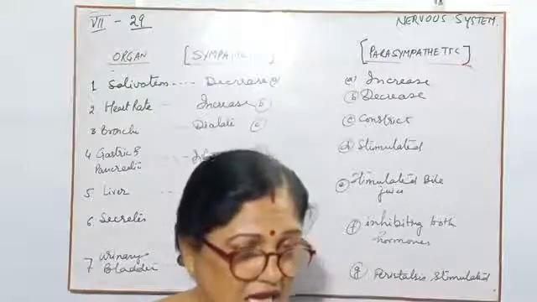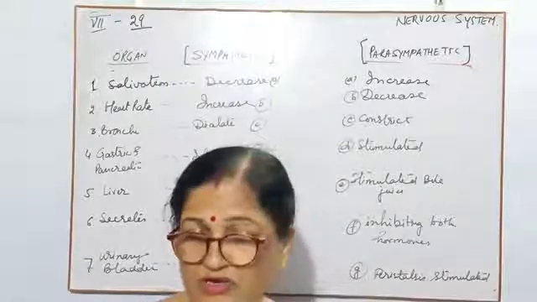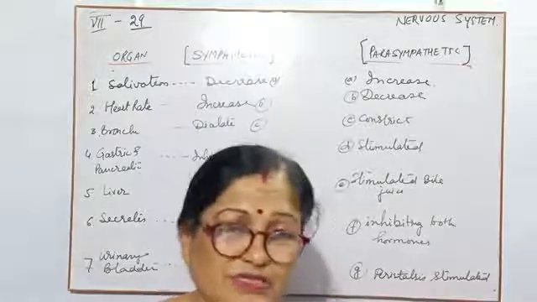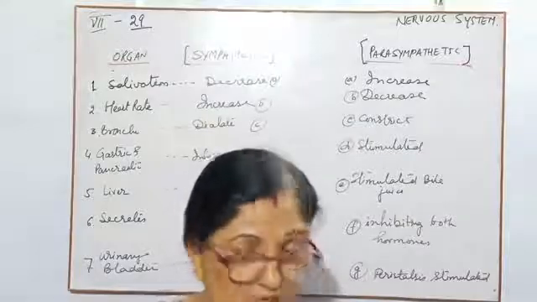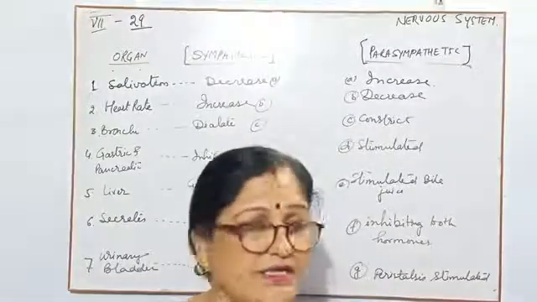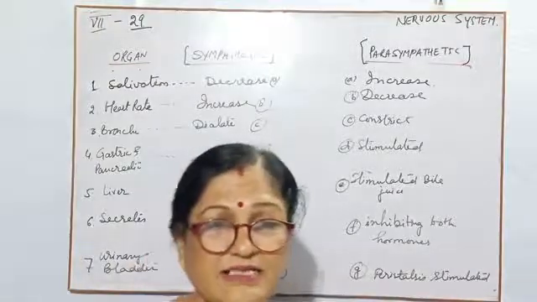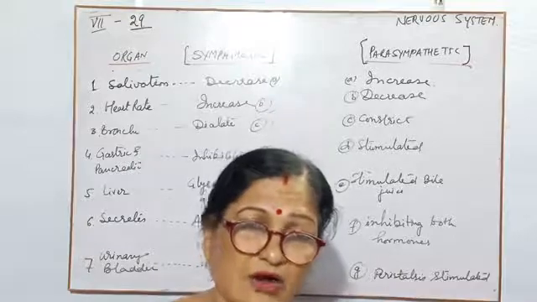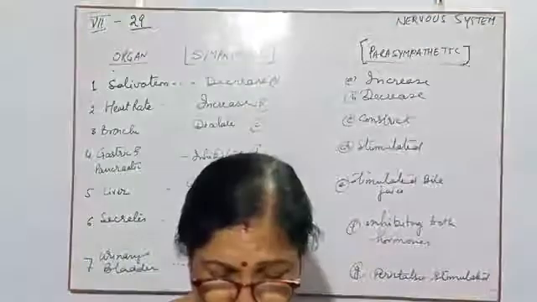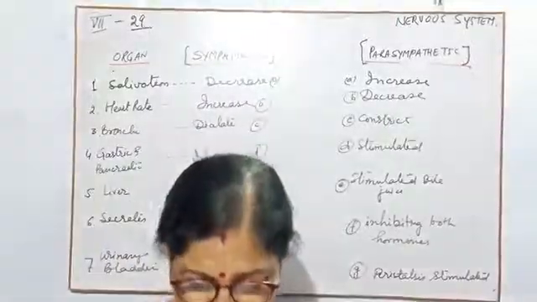Just suppose heartbeat: if any system increases it, it will not increase so much that the person can die. Or if any system decreases the rate of the heartbeat, it will not decrease up to zero or to the last extent where the person will die and cannot be alive. So children, this is the sympathetic system and parasympathetic system.